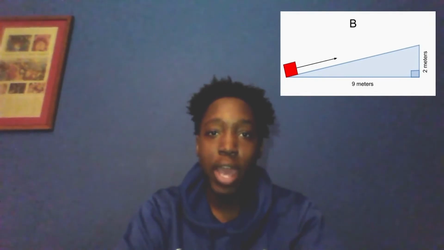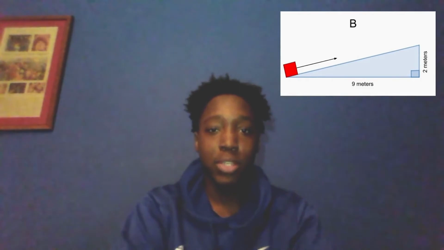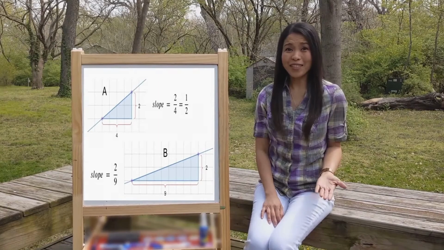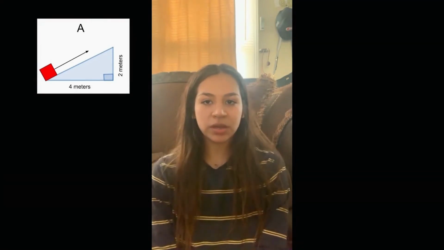The slope of triangle A is 1/2. The slope of triangle B is 2/9. 2/9 is less than 1/2, so triangle A is steeper. Slope? Say what? The angle of elevation of A is obviously larger than B. To be precise, it's about 27 degrees, while B's angle of elevation is about 13 degrees. So it's easier to push the box up triangle B, but since the hypotenuse of triangle A is shorter, I would rather push the box up its hypotenuse and get the work done quicker.